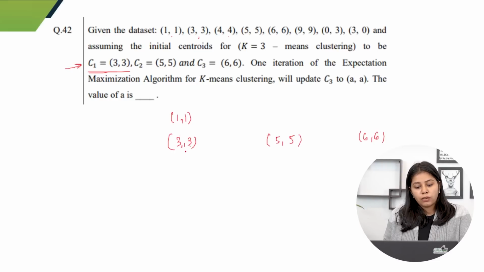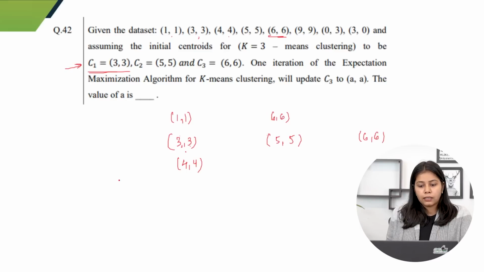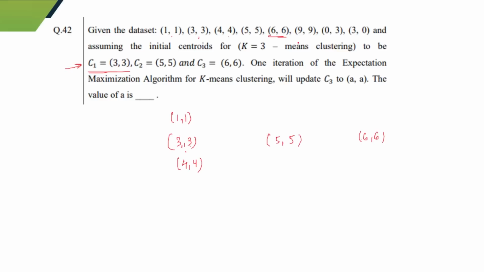Now 4, comma 4 can be considered in the 3, comma 3 cluster or the 5, comma 5 cluster, because it is equal to both the points. So I am taking it in 4, comma 4. Now this 6, comma 6 is closer to 5, comma 5, so I'll take it. 6, comma 6 is already given to me as a third cluster, right? 6, comma 6 is given to me here. 9, comma 9 is closer to this 6, comma 6. This is my point.